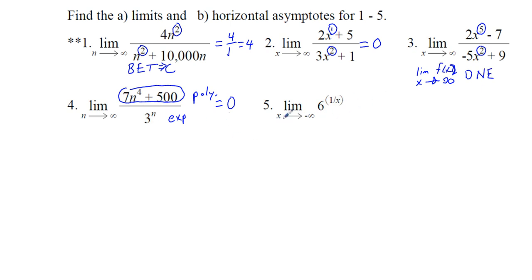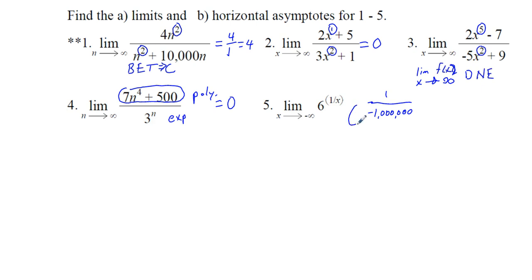Next, 5. Limit as x approaches negative infinity of 6 to the power of 1 over x. And this is one where you really take some conceptual understanding of what's going on. What's going to happen as x becomes smaller and smaller towards negative infinity? If we put in negative a million, we get 1 over negative 1 million. You can just use bigger numbers as a thought experiment.